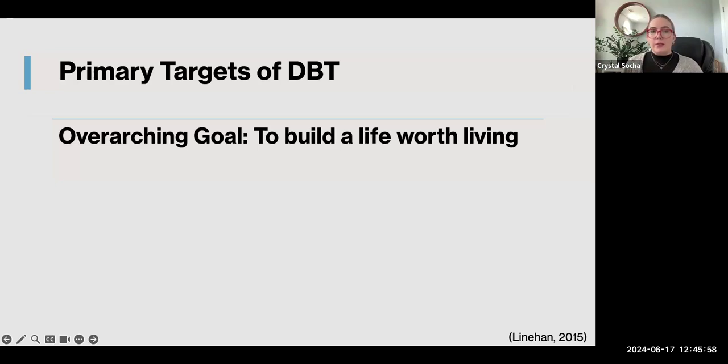And oftentimes, especially when we're thinking about substance use, we're really asking, what do you think you will lose if you give up X, Y, and Z? So if you give up drinking, what might you lose? So keep that in mind. This overarching goal, again, in DBT is really to support building a life worth living. We're instilling hope in individuals that change is possible.